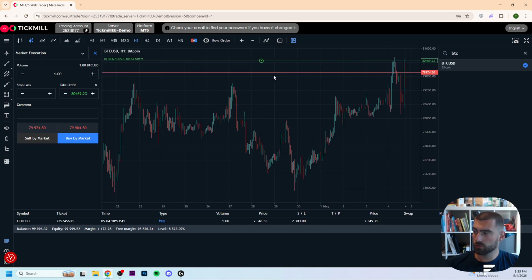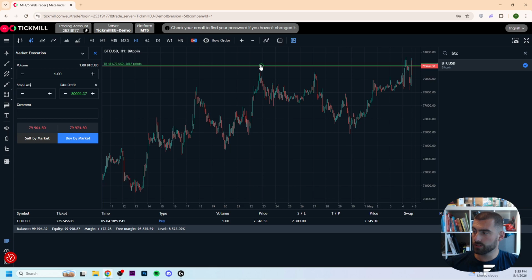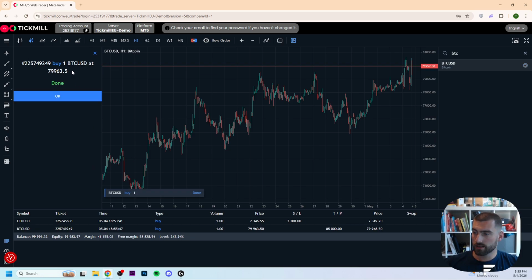Now if we zoom a little bit out, we can put the line to where we want it, or we can fill in right here. Let's say when Bitcoin hits 85K, it will take our profit and automatically close our position. If you click on buy market, you see that this is our order number, a buy position, 1 Bitcoin at this price is done.